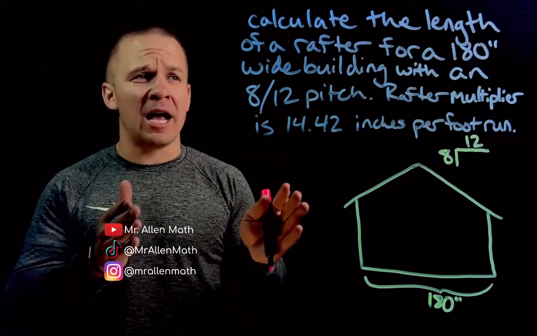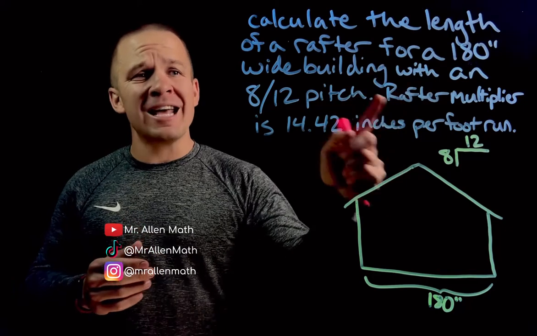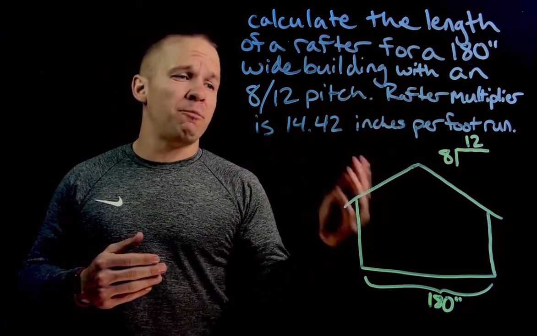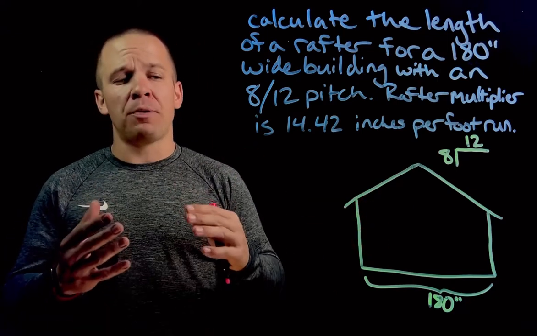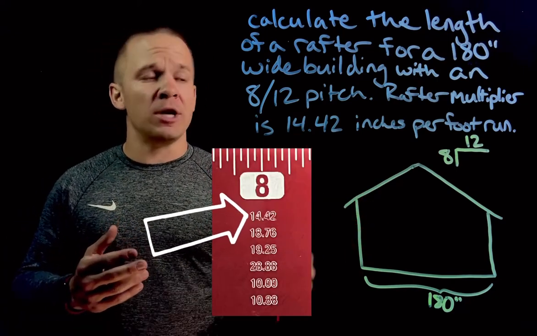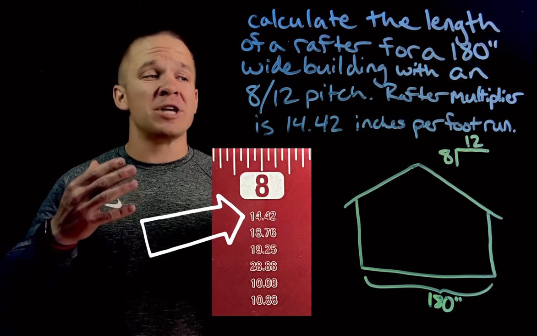So we want to calculate the length of a rafter for a 180-inch wide building with an 8/12 pitch. Our rafter is the part that goes up the roof, the slope part there. Now the rafter multiplier is 14.42 inches per foot run. That's something that you can find on pretty much any framing square.